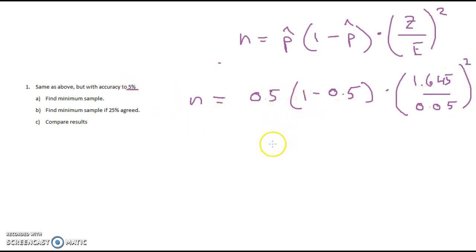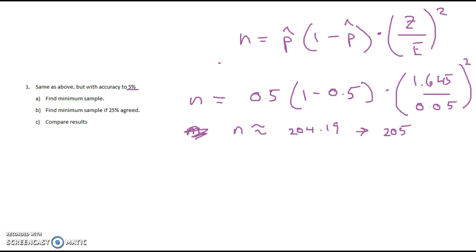Okay, so if you do all that, you plug your numbers in, you should end up with something like n is approximately equal to 204.19, which then simplifies to 205, because we can't have a fraction of a person. So that would be the minimum amount that you would need if your error rate was 5%. Okay, and then it says, do it again if 25% agreed.